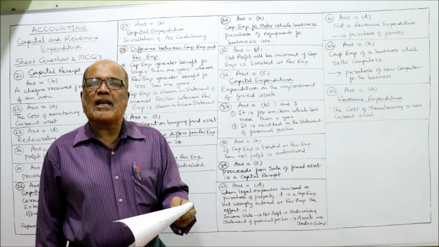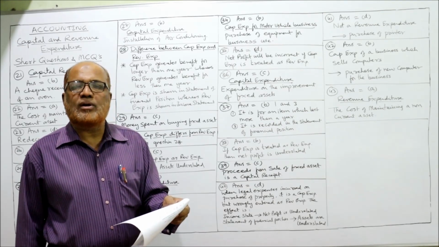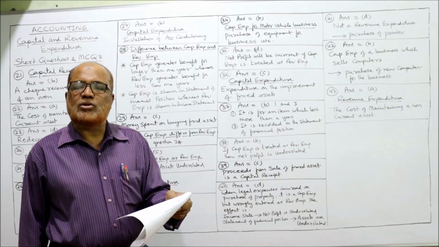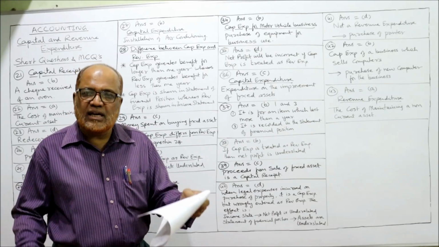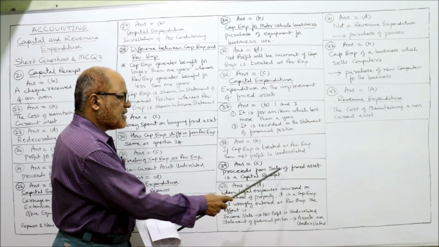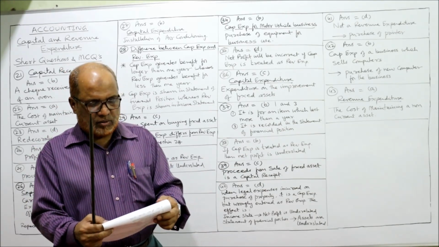Which is a capital receipt? Again, four options are given. First one, discount received, not a capital receipt. Interest received from bank account, not a capital receipt. Proceeds from sale of fixed asset, yes, it's a capital receipt. So 39C. Proceeds from sale of fixed asset is a capital receipt. Sale income is a revenue receipt.